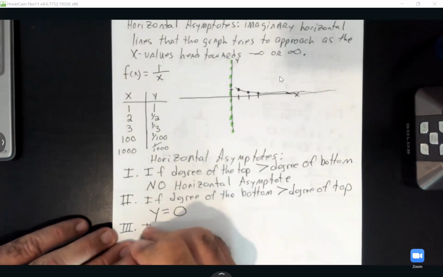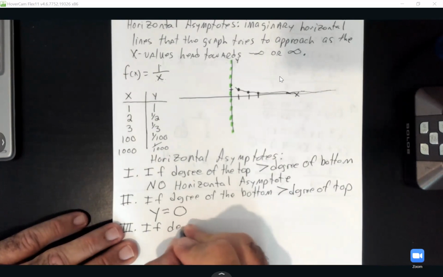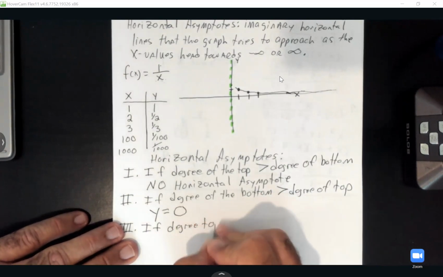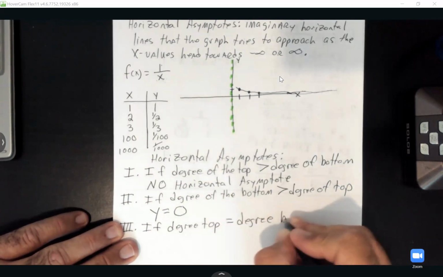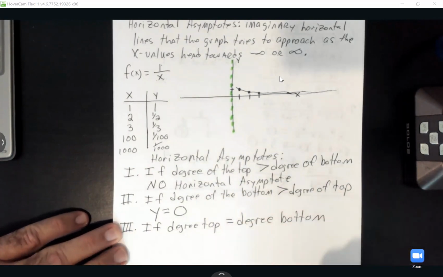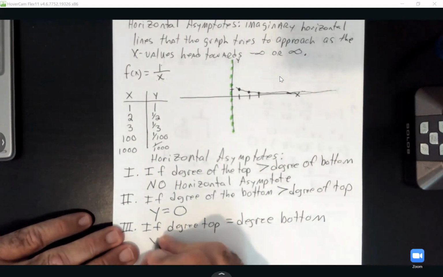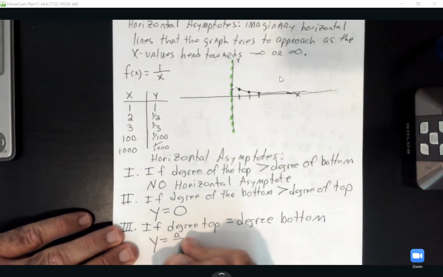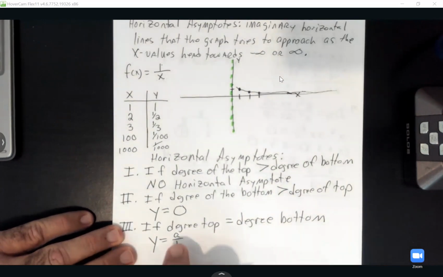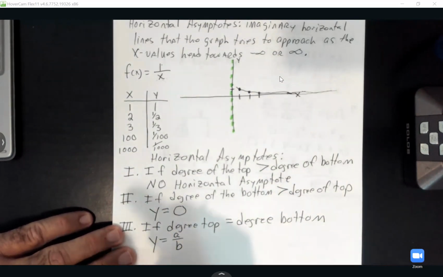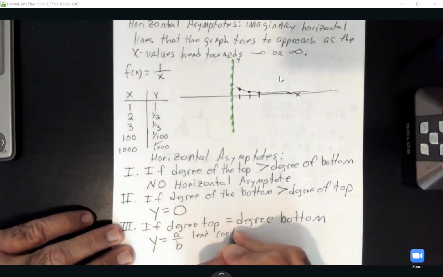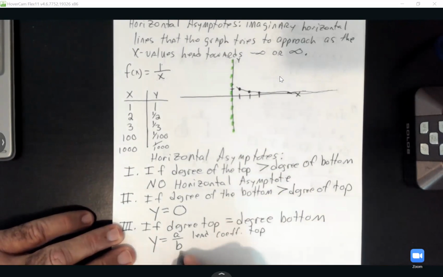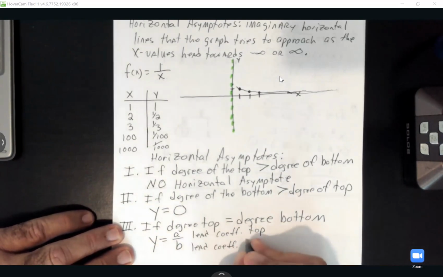Third case is, what if they're equal? If the degree of the top equals the degree of the bottom, then the asymptote depends on A over B, where A and B are the lead coefficients on the top and bottom. So that'd be the lead coefficient on the top. The B would be the lead coefficient on the bottom.